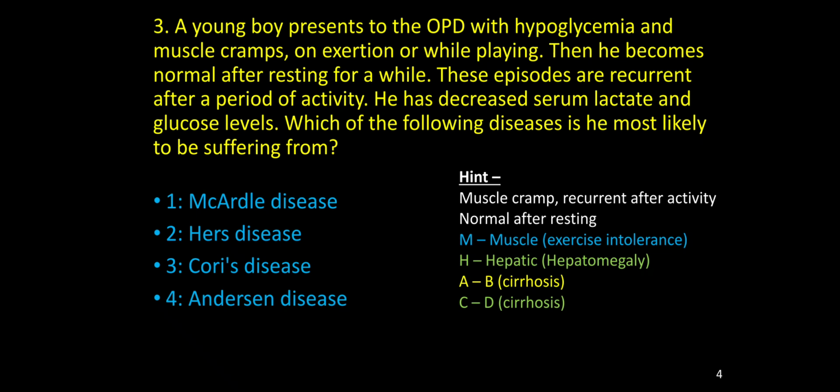Now the four options: McArdle, Hers disease, Cori's disease, Anderson's disease. M for McArdle, and from the M you have to remember it is related with muscle phosphorylase. H for Hers disease, which is related with hepatic phosphorylase. Another option is Cori's disease, which is related with debranching enzyme deficiency. Anderson's disease, which is A, and from that you have to remember it is related with branching enzyme deficiency. So Cori's disease for debranching enzyme deficiency, Anderson's disease for branching enzyme deficiency.